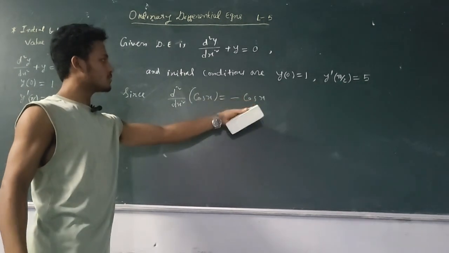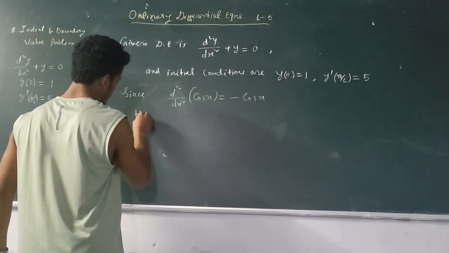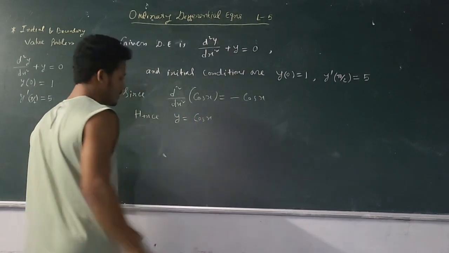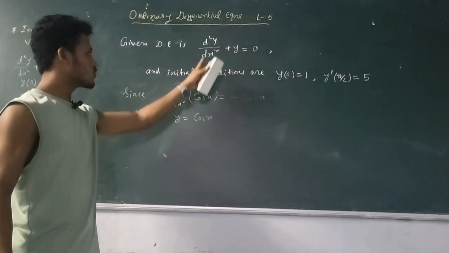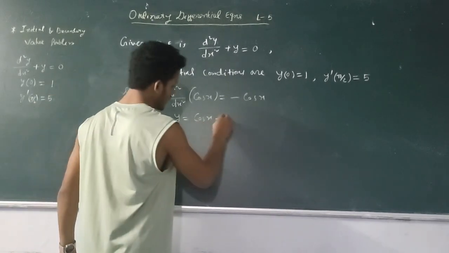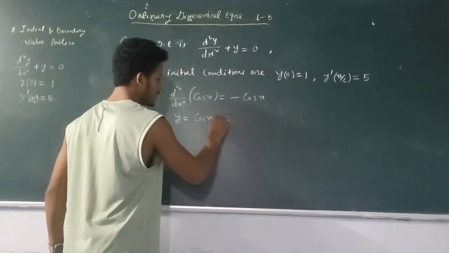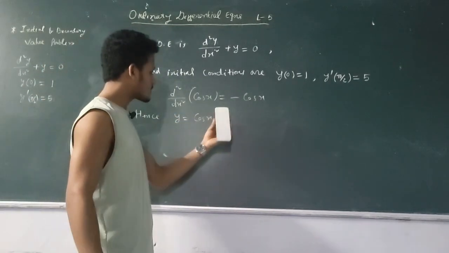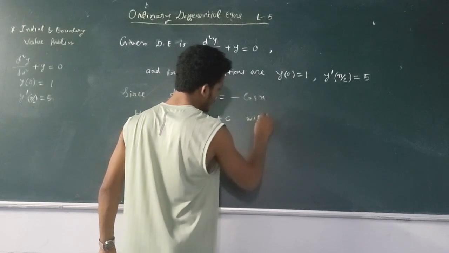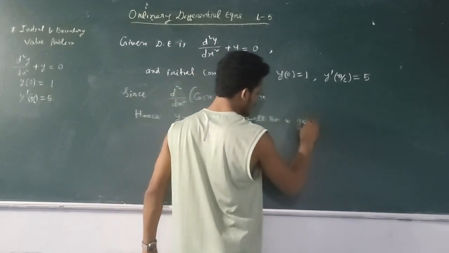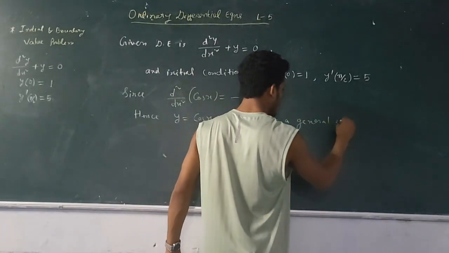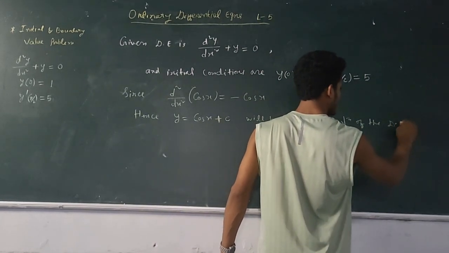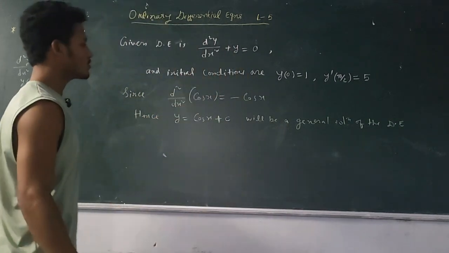Since the second derivative of cos x is equal to minus cos x, hence y is equal to cos x is a solution of this differential equation. Let us add here an arbitrary constant c, then it will be a general solution. Hence, cos x plus c will be a general solution of the differential equation.